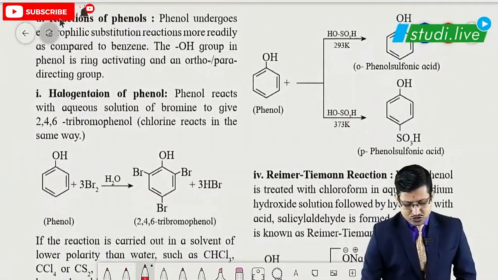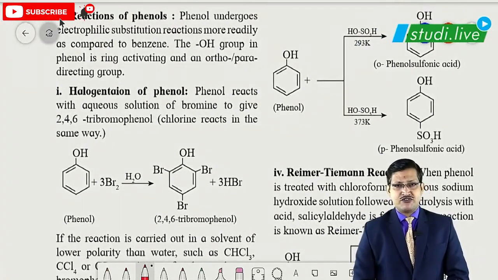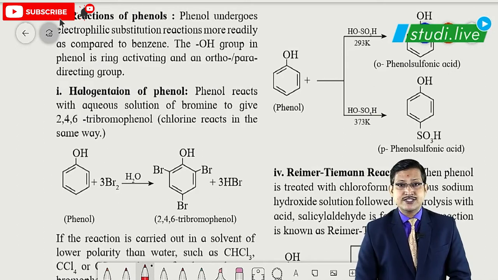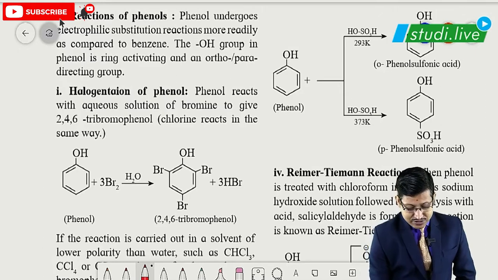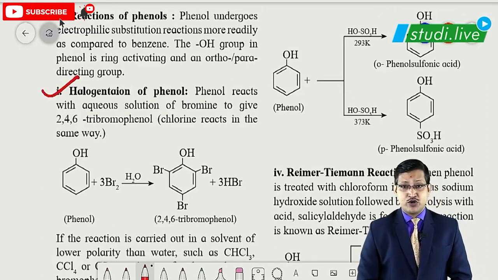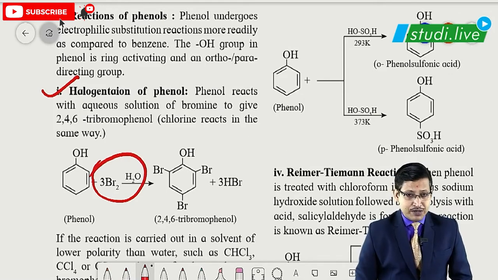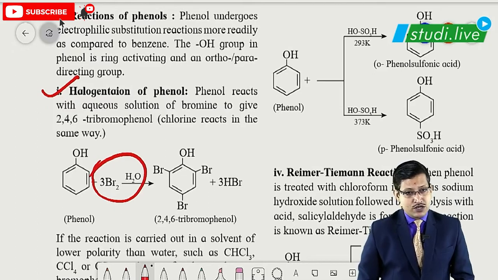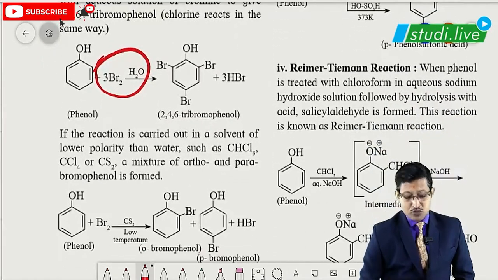Now coming to the reactions of phenols. What are the important reactions of phenols? Phenols undergo electrophilic substitution reactions more readily as compared to benzene. The first important reaction, generally asked in board exams, is halogenation of phenols. If it is bromine water, then the product you need to remember is 2,4,6-tribromophenol. So if it reacts with bromine water, what is the product? Yes, it is 2,4,6-tribromophenol.